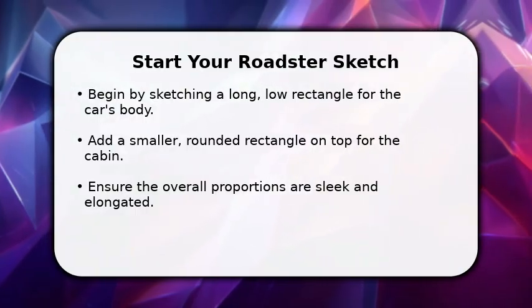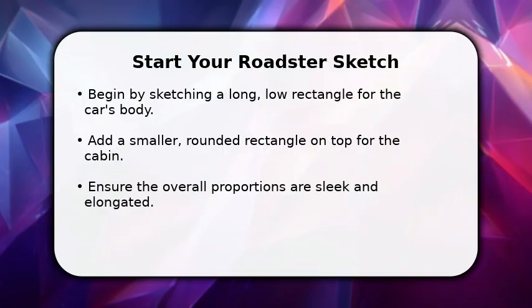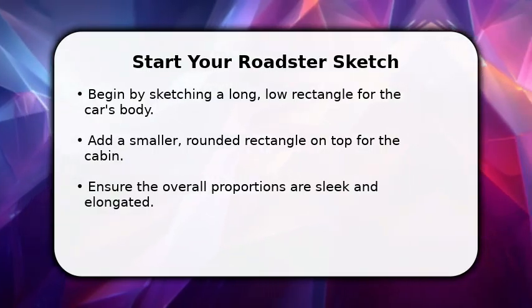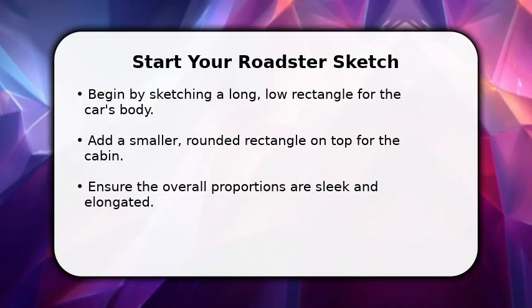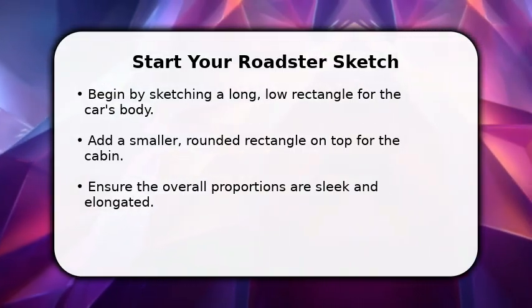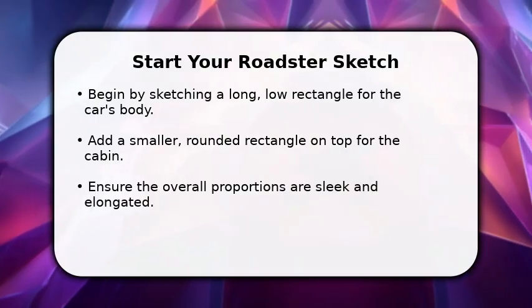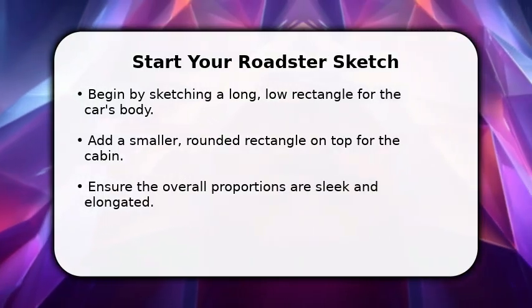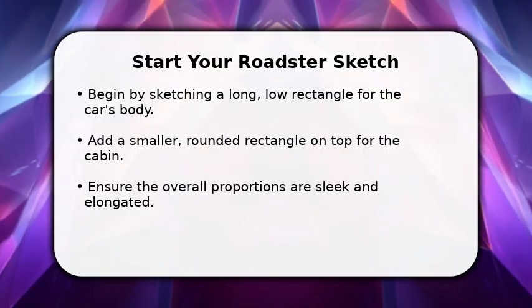First, sketch a long, low rectangle to represent the main body of the car. Then, place a slightly smaller, rounded rectangle on top for the passenger cabin. This initial step establishes the sleek, elongated profile of the Roadster, setting the stage for your detailed drawing.